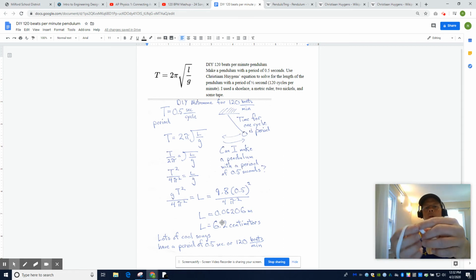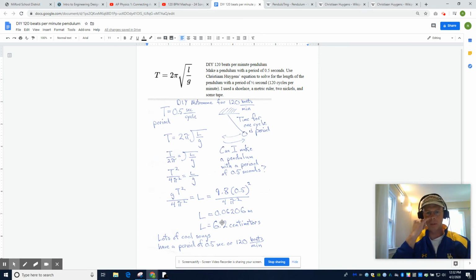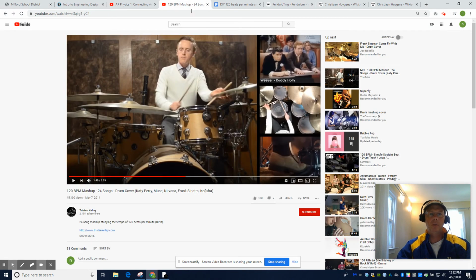Is the period of this thing really half a second? I don't know. Pop, pop, pop, pop. Is that 120 beats per minute? Pop, pop, pop, pop. Well, a lot of famous songs are 120 beats per minute, so this is a fun mashup. Let's see here. Let's double check this.